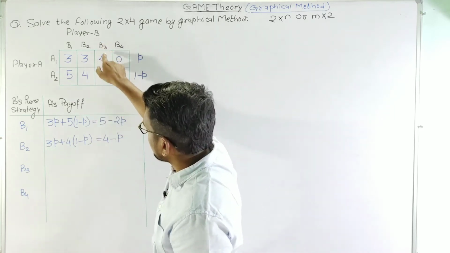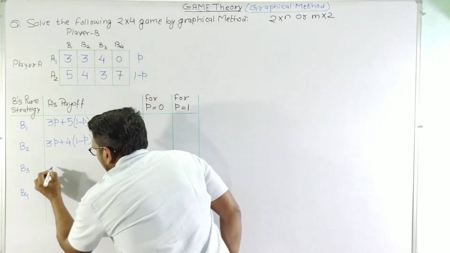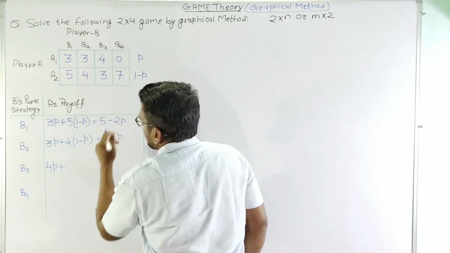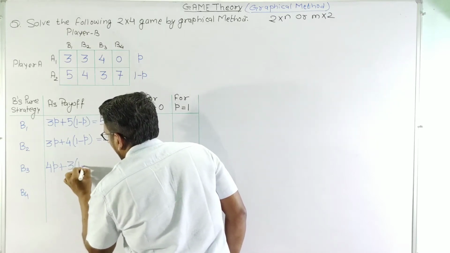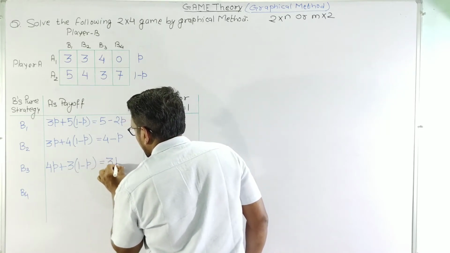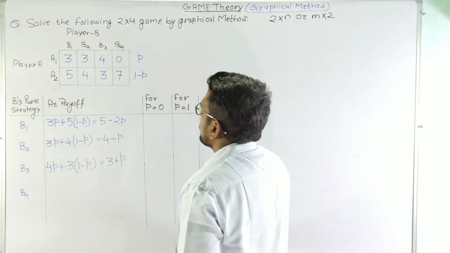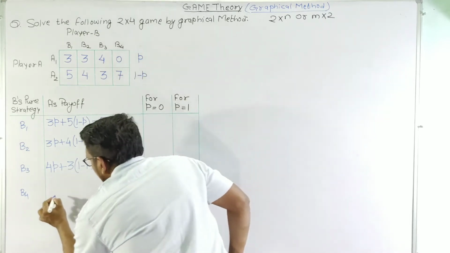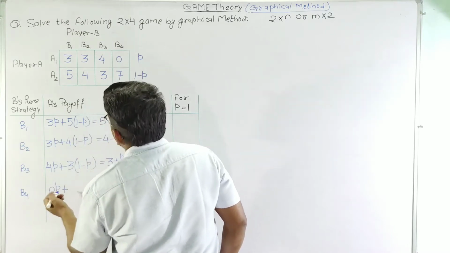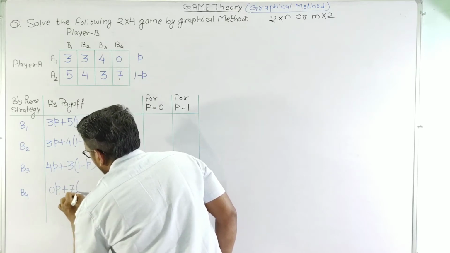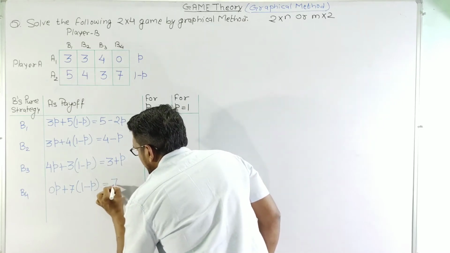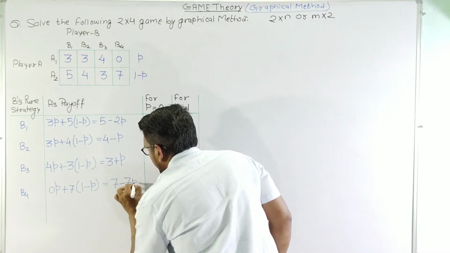Now let us move on to the third strategy, B3. So this is 4P plus 3 times of 1 minus P, and this is equal to 3 plus P. Now moving on to B4. So this is 0P plus 7 times 1 minus P, and this is equal to 7 minus 7P.